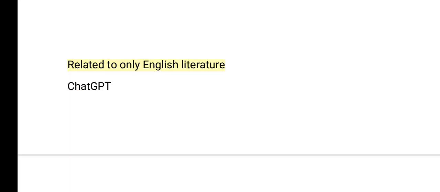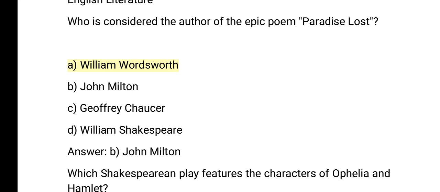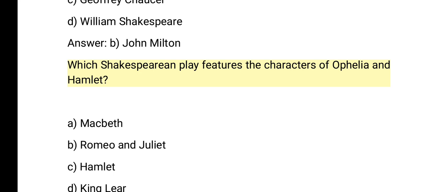Related to only English literature. Certainly. Here are some multiple choice questions specifically related to English literature. Who is considered the author of the epic poem, Paradise Lost? A. William Wordsworth. B. John Milton. C. Geoffrey Chaucer. D. William Shakespeare. Answer: B. John Milton. Which Shakespearean play features the characters of Ophelia and Hamlet?